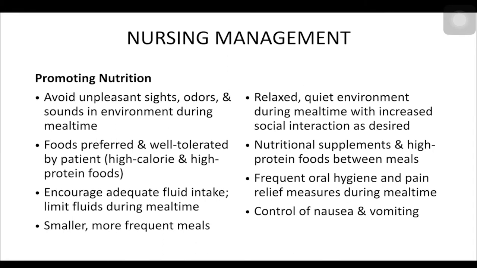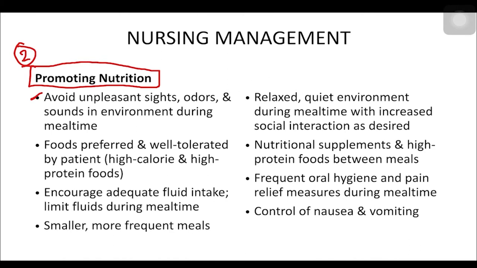Next one would be promoting nutrition. So again, AWWP, anemia and weight loss. For anemia and weight loss, we must provide proper nutrition and proper sustenance of vitamins and minerals. First, avoid unpleasant sights, odors, and sounds in the environment during mealtime. Why is it? Because unpleasant sights, odors, and sounds in the environment during mealtime may cause the patient to have nausea and vomiting. So, another side effect of radiation therapy, the patient could feel nauseous and could be induced to vomit.